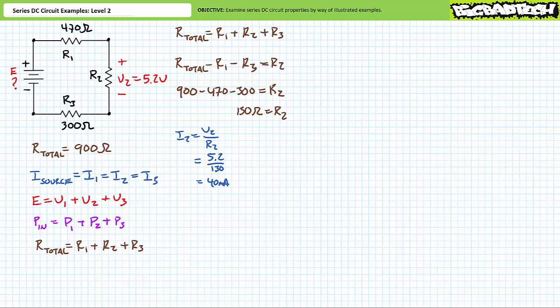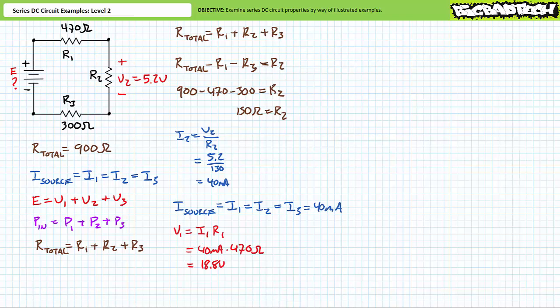An application of Ohm's law solving for I2 demonstrates I2 to be 40 milliamperes. Current through elements in series is the same. I source equals I1, which equals I2, which equals I3, and they all equal 40 milliamperes. An application of Ohm's law solving for V1 demonstrates V1 to be 18.8 volts. Yet another application of Ohm's law solving for V3 demonstrates V3 to be 12 volts.